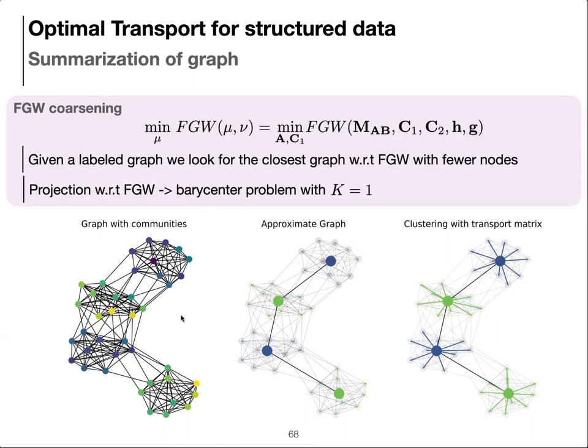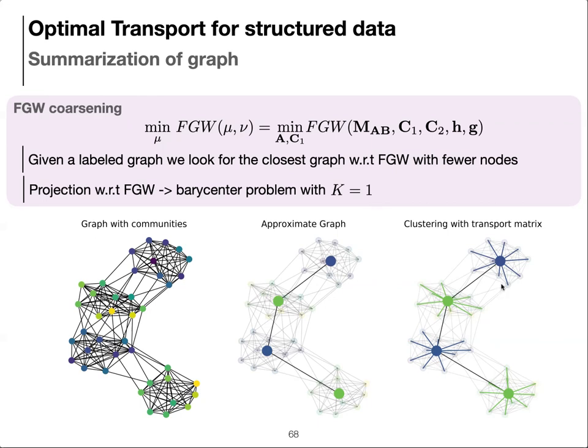So in this case, for instance, we have a graph with four communities, and then we just set to four the number of vertices in our final graph, and we want to find just the connections between these four vertices graph and our initial graph. And what is interesting in this case, first, it is mostly exactly the same as the barycenter problem, but with just one element in our barycenter.